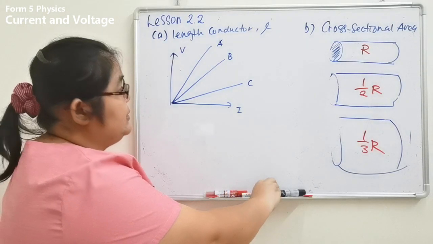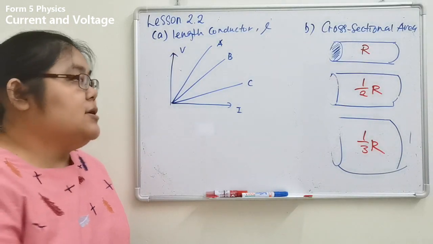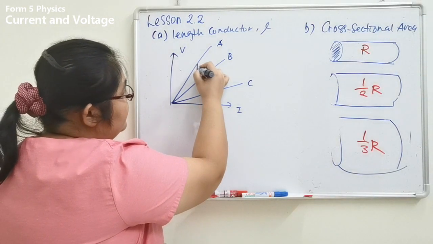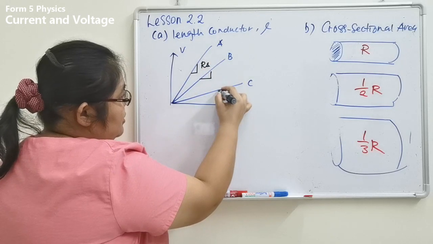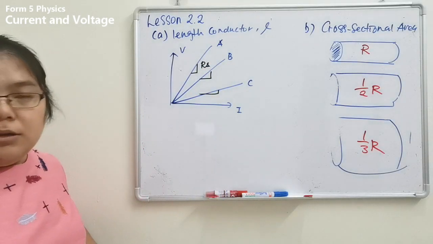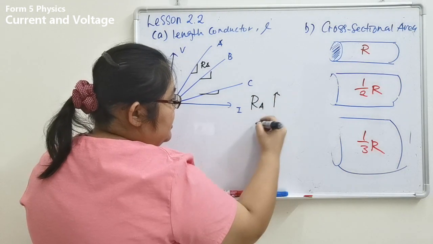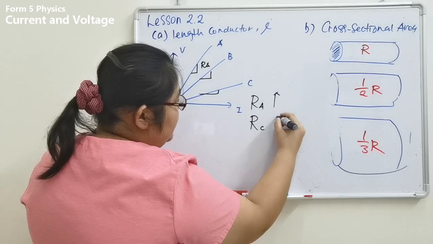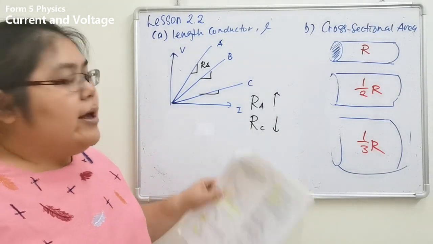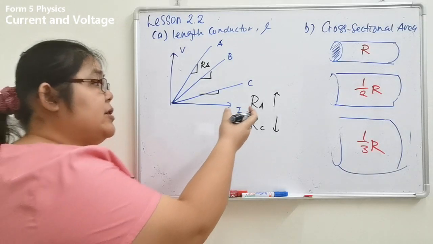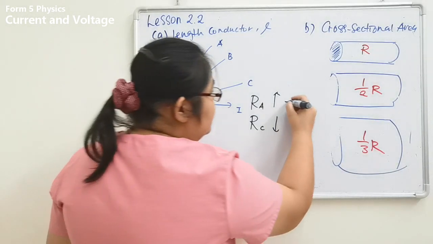So you're going to see the graph. We refer to the gradient. We find the resistance first. This one's resistance should be the highest, yes or no? So RA, the resistance, is the highest. Then RC should be the lowest. Agree or not? So if RA is the highest, does this mean this wire is thicker or thinner? The answer is thinner.